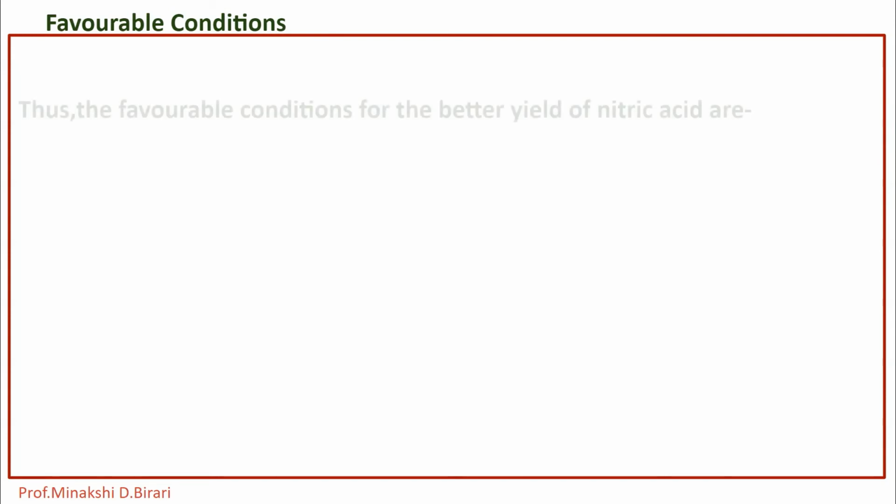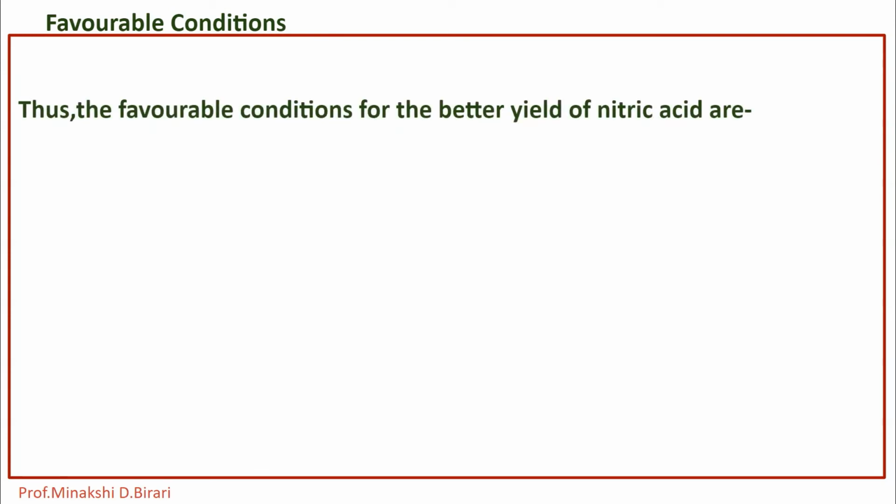So we have studied the physico-chemical principles involved in each step. That is, first step, oxidation of NH3 to NO, oxidation of NO to NO2 and absorption of NO2 in water to form HNO3. So all the reactions and the conditions involved in the manufacture of nitric acid we have studied in detail. So what are the favorable conditions for the manufacturing of nitric acid by Ostwald's process?